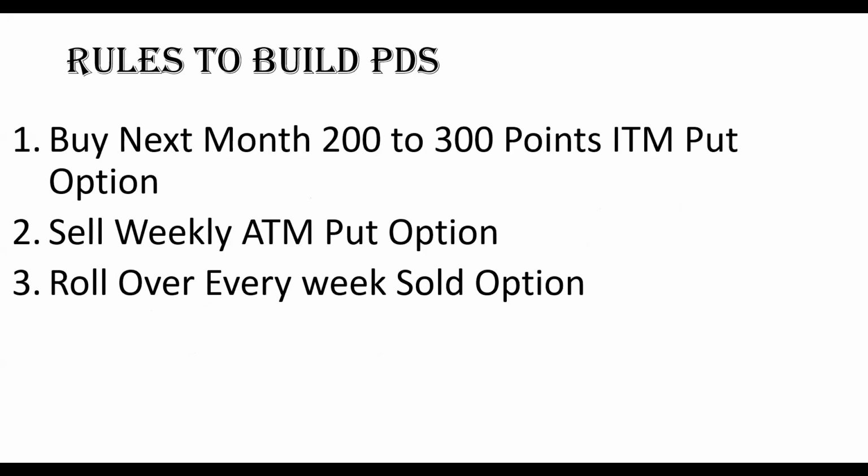What are the rules to build this PDS? Very simple. We have to buy a next month ITM option, 200 to 300 points in the money. Next month means, contextually, June month options. We will go in the money and buy the put option. Then, sell a weekly at-the-money put option.